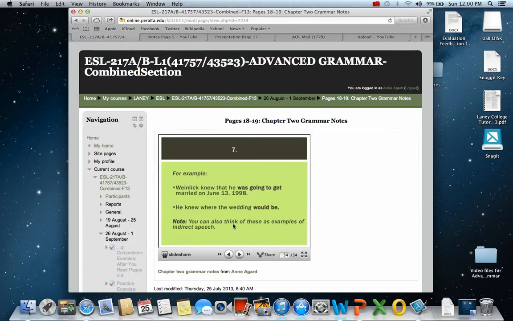He knew where the wedding would be. Two actions in the past. First this, and then this. And then I know you can also think of these as examples of indirect speech. It may be easier to understand it that way.